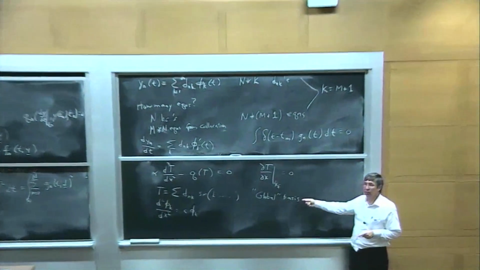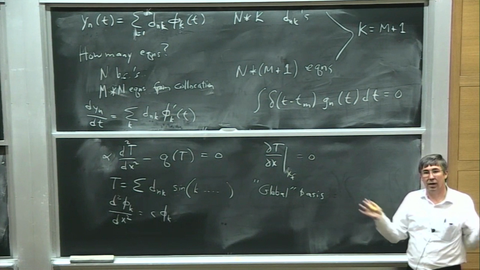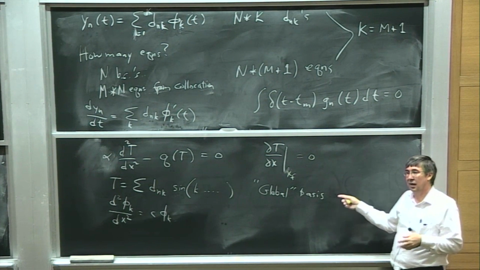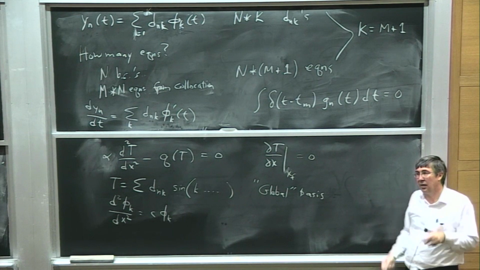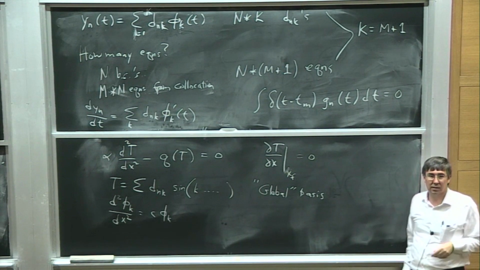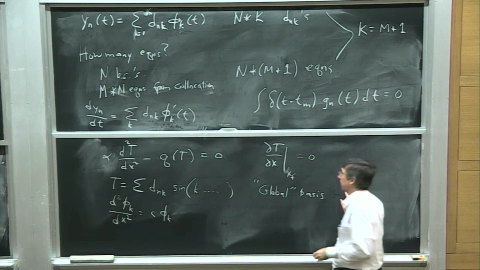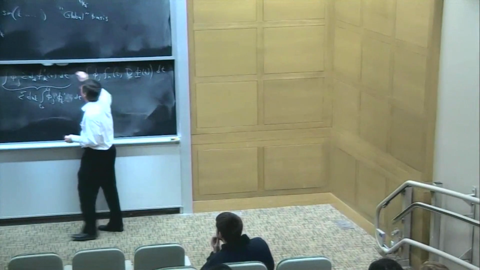It's the same thing here. For some problems, you can find a global basis set that works great, and you should use it. In other problems, you might do better to just break up the domain into little tiny pieces and then use simple little polynomials in those little domains. All right, so this is a global basis. Let's see a local basis.